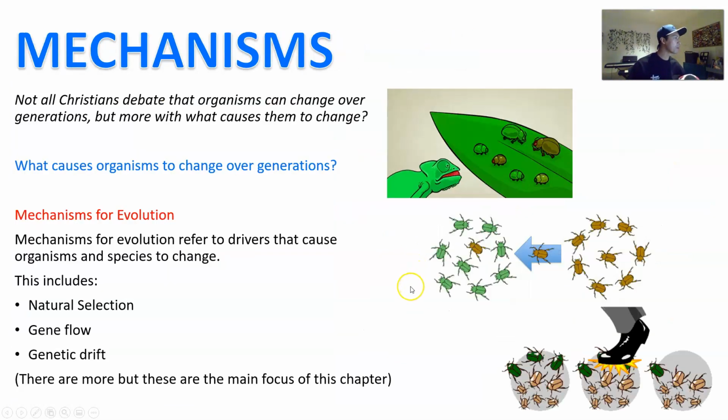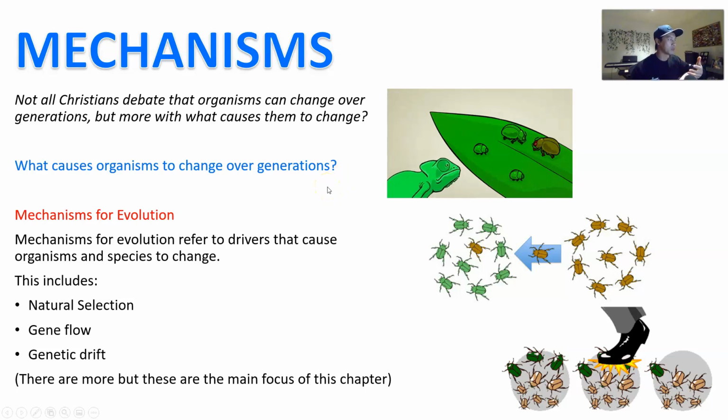Okay, let's talk about the mechanism. So we understand that evolution is really just a change in heritable characteristics, and it happens on a small scale, which we call microevolution, and on a large scale, which we call macroevolution. But what is it that causes those changes, right? Now, not all Christians debate that organisms can change over generations. We know that things can change over time, but we're really interested in figuring out what it is that causes them to change, and is it possible to get whole species coming out as a result of that change?